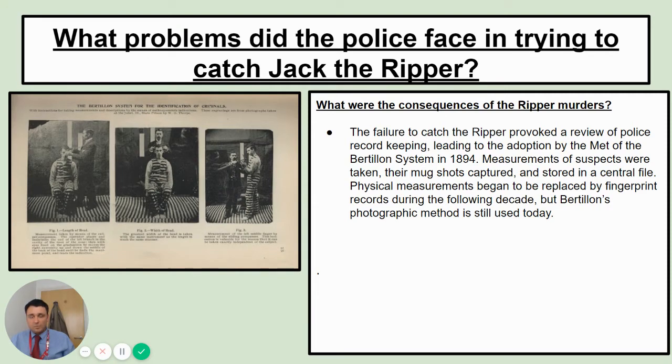Now, fingerprint records would be used later on, and that would replace some of this, for example, measuring how wide the shoulders are. But the photograph method is still used today. If you are a criminal, if you are caught, you have a mugshot, you have a photograph taken. That's from the Bertillon system, where it's your front and the two sides of your face.